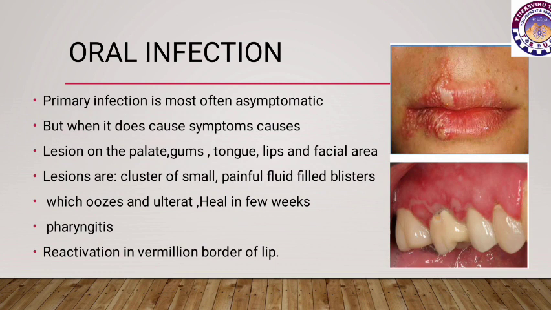But when it does, the most common pattern is having a handful of blisters at the vermilion border, the border of the lip, on one side of the face. The blisters are typically smaller and heal over a week.